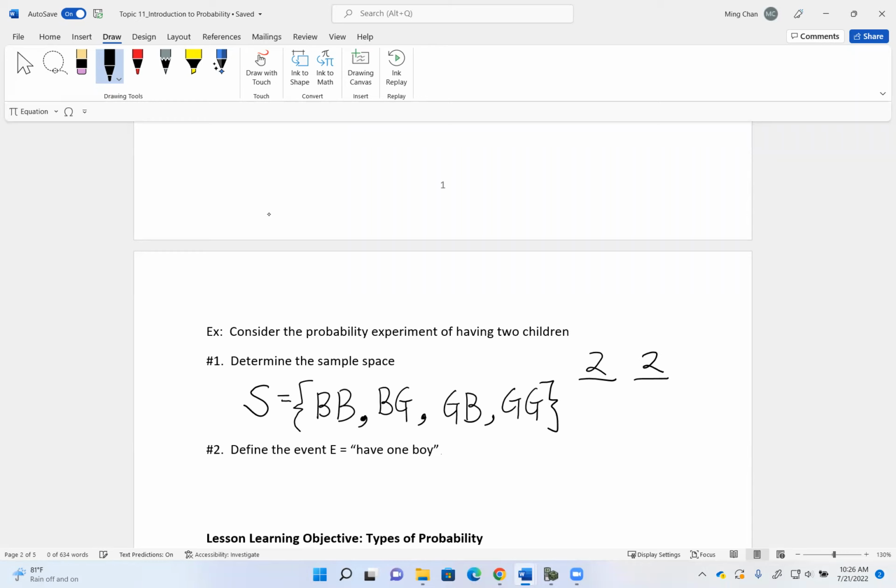So let's define the event E as having 1 boy. So event E is having 1 boy, so that would be boy-girl, and girl-boy. Event E is a subset of this entire sample space. Probability of having 1 boy: how many ways can I have 1 boy when having 2 children? There are 2 ways, boy-girl, girl-boy, out of 4 possible outcomes. So that's a 50% chance of having 1 boy when you're having 2 kids. It's a little bit different than what we normally think probability is.